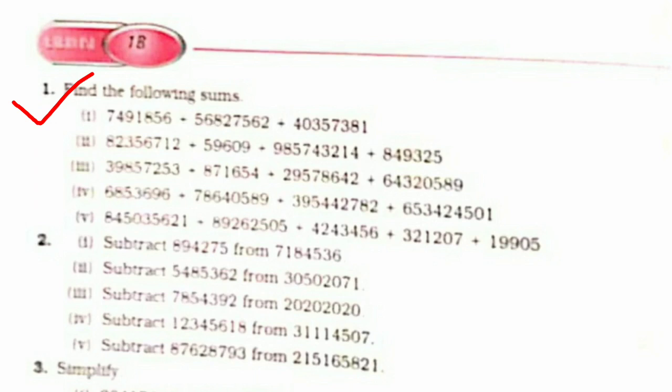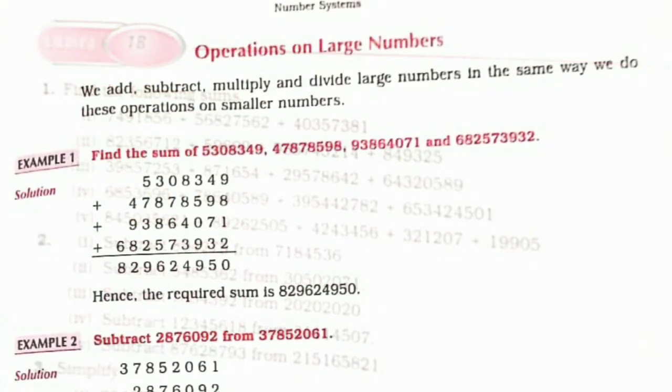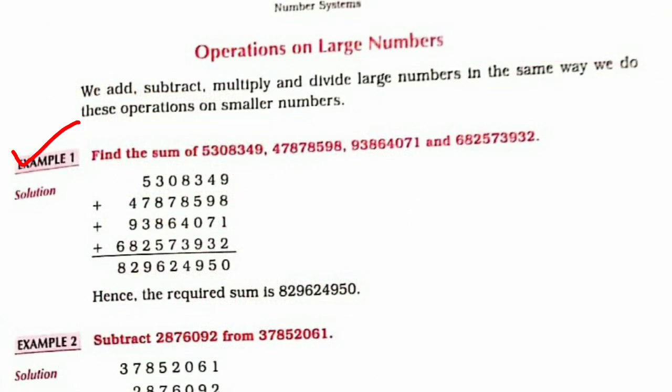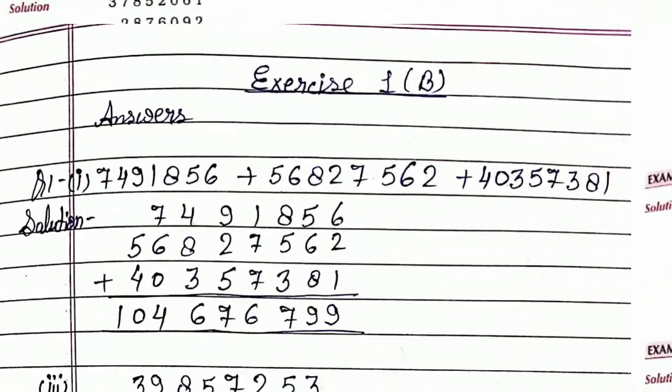Here three numbers are given and we have to find the sum of these. Now see the example. In this example, the pattern is the same: a question is given, find the sum, with different digits. Here 4 numbers are given, so we will write according to this pattern and then we will do addition. I hope you know how to add any number. So the same addition we will do in the question also.